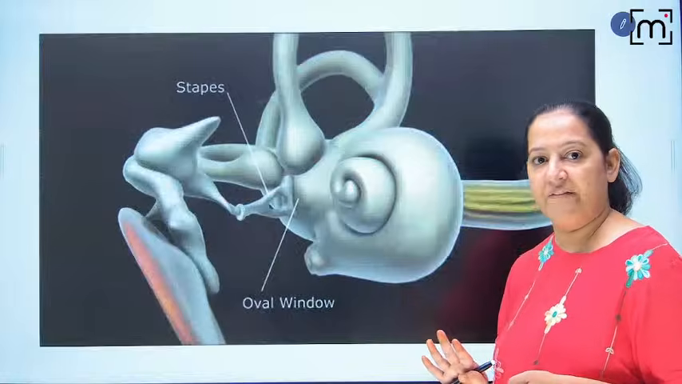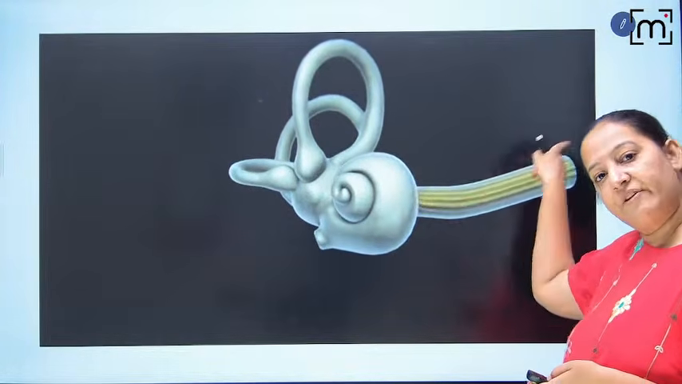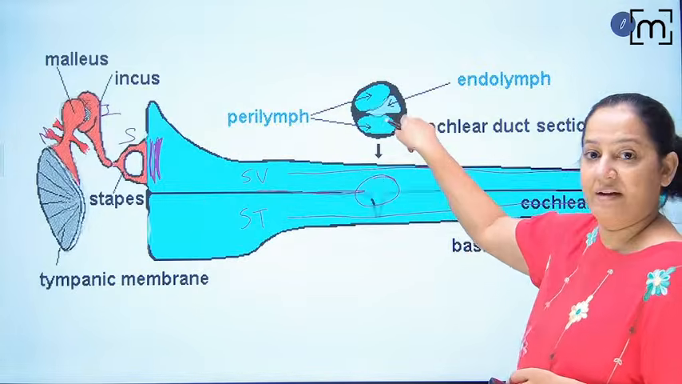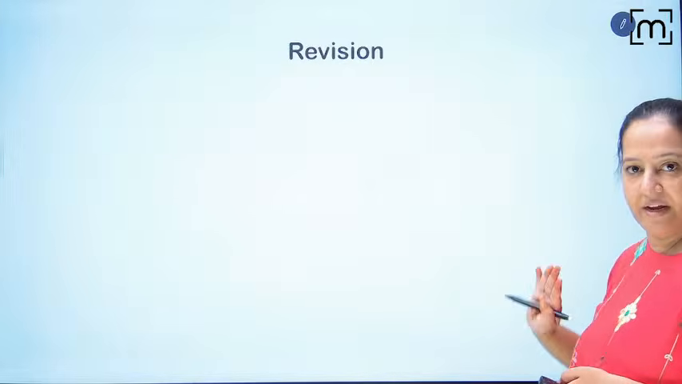Everyone got it? Everyone got it? You can see it here. Via the eighth nerve, it will reach the brain. First, it is reaching the hair cell, and from the hair cell, how via the eighth nerve it is reaching the brain, I will tell you.